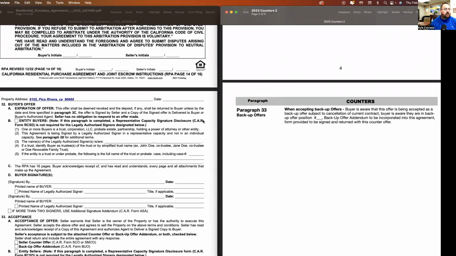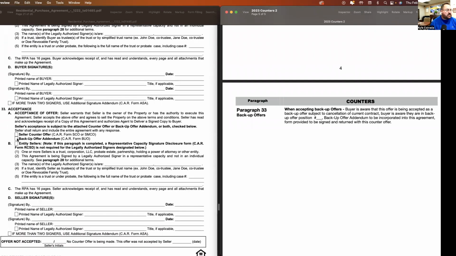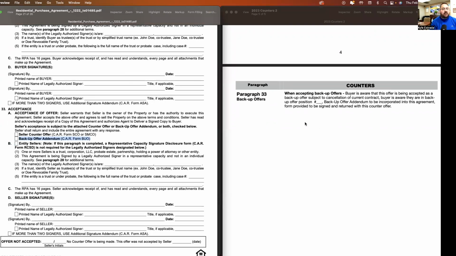The last one, backup offers. Okay. That's paragraph 33. That's the acceptance. And we're checking off here for including a backup offer addendum. When accepting backup offers, buyer is aware that this offer is being accepted as a backup offer subject to cancellation of current contract. Buyer is aware that they are in backup offer position number whatever. Backup offer addendum to be incorporated in this agreement. Form provided to be signed and returned with this counteroffer. Okay, so that's what we're going to do for backup offers.